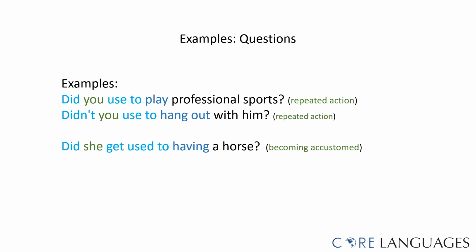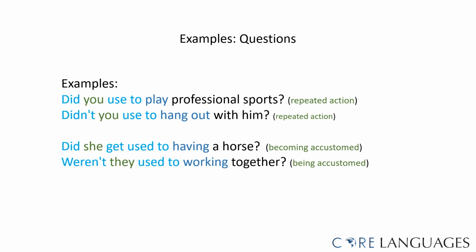Did she get used to having a horse? This question asks whether having a horse is something that she has become accustomed to. In this construction, we keep the D for used because it is get used. Weren't they used to working together? This question asks whether working together is something that they were accustomed to in the past.